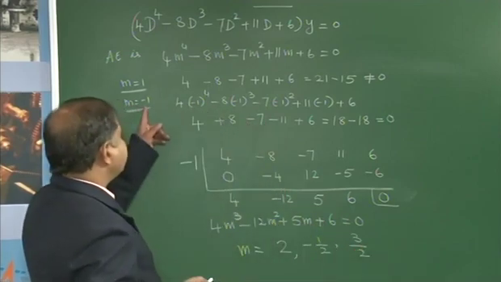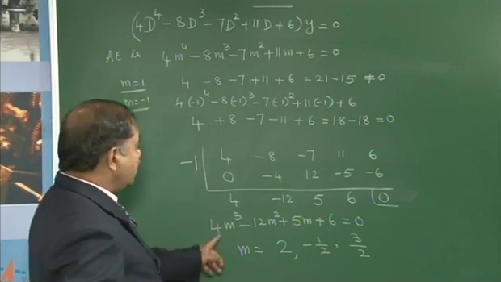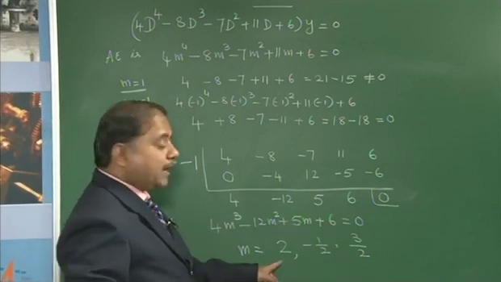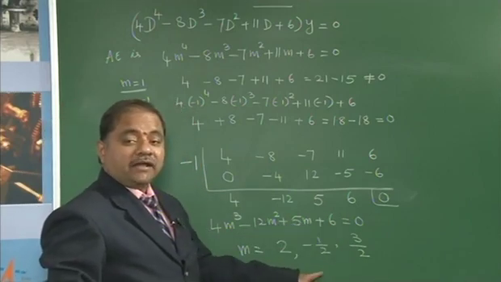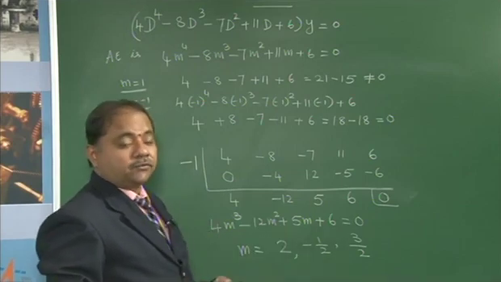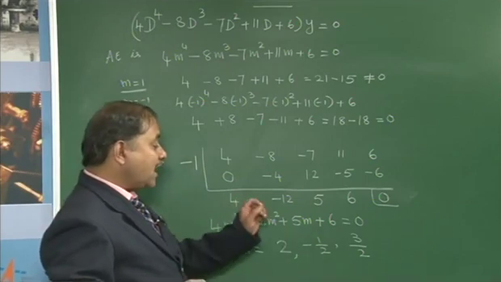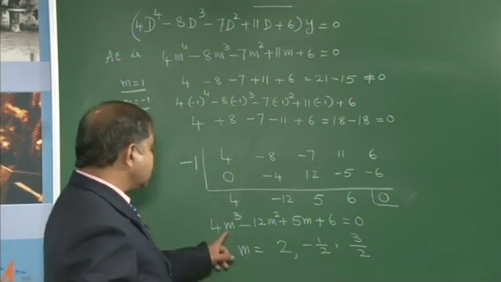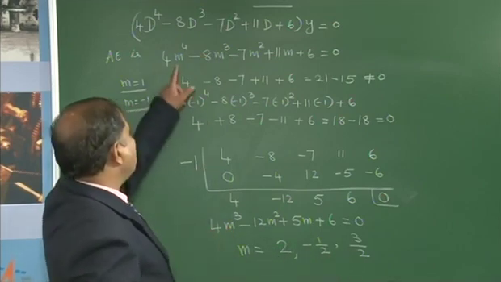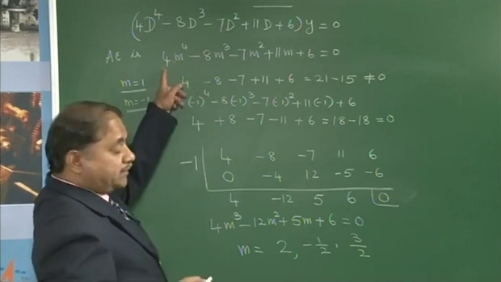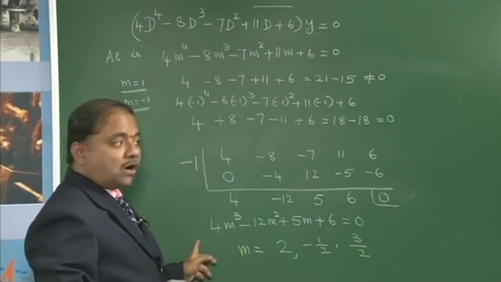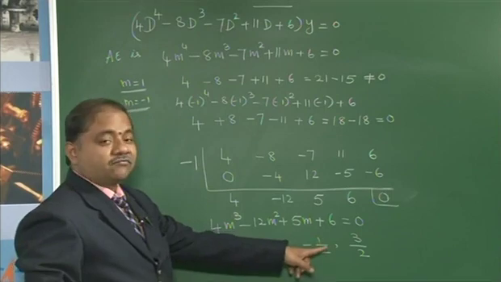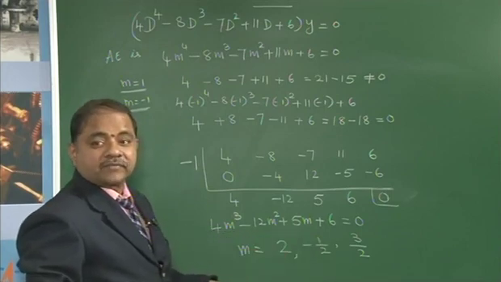Already I got m is equal to minus 1 as a root. Now, it is a cubic equation. I will get 3 roots: 2, minus 1 by 2 and 3 by 2. One clarification here: why do we get the fractional roots? Because the m cube coefficient, or m^4 coefficient, is not 1. If it is not 1, you will get fractional roots.